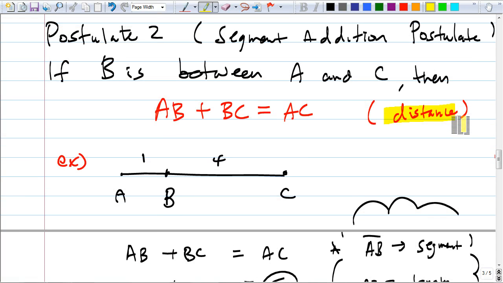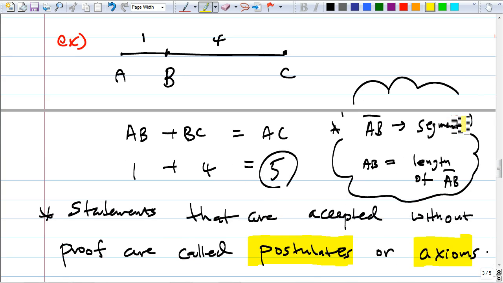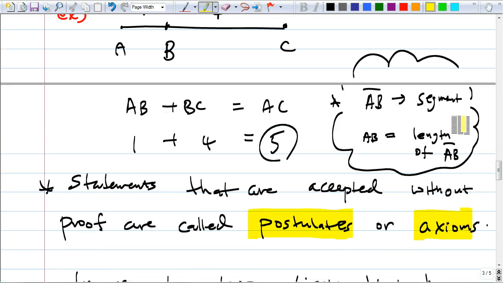Do you think we could have a line addition postulate? No, why not? Yeah, a line goes on forever. How do you get a distance of it? Okay, you get the idea. Any question? You don't have to write this down. All right. Any question?